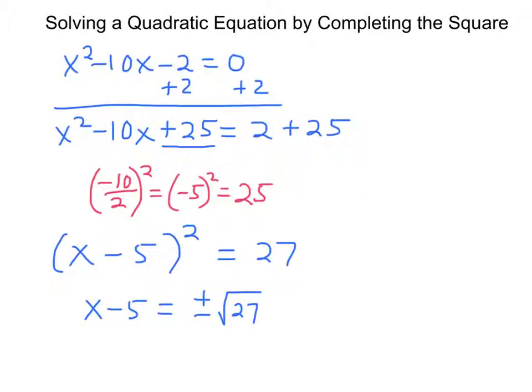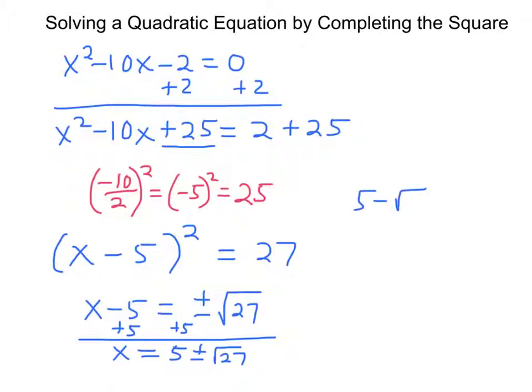And then to get the x alone, you'd add 5 to both sides. And usually people like to write that in front of the plus or minus. So you'd end up with x equals 5 plus or minus the square root of 27. And those would be your solutions. Now it's important to realize there's really two solutions there. You have 5 minus the square root of 27 for one solution, and you have 5 plus the square root of 27 as your other.